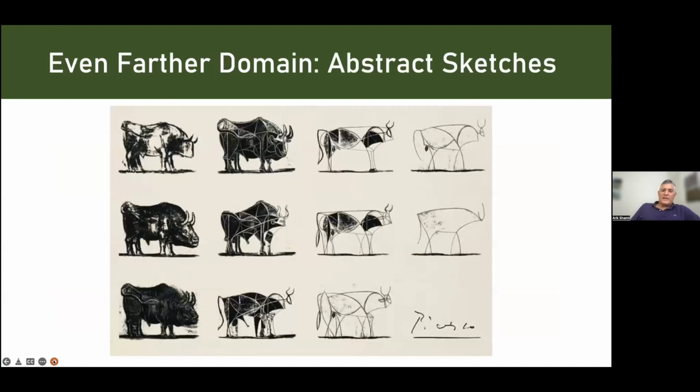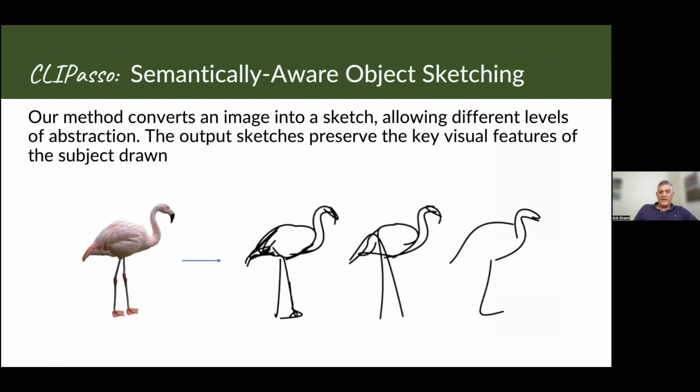Lastly, I'm going to talk a little bit about more abstract representations, which are abstract sketches. In this case, we were trying to teach the computer how to synthesize abstractions of specific objects. This work is called CLIPasso, in a sense, because of the motivation image from Picasso. The idea is that you take an input object or an image of an input object, and you allow it to create an abstraction of that object using key visual features.